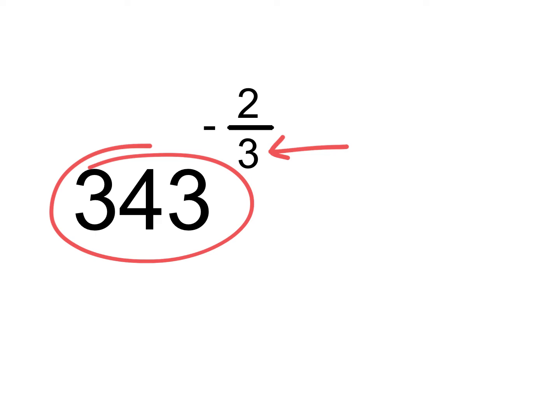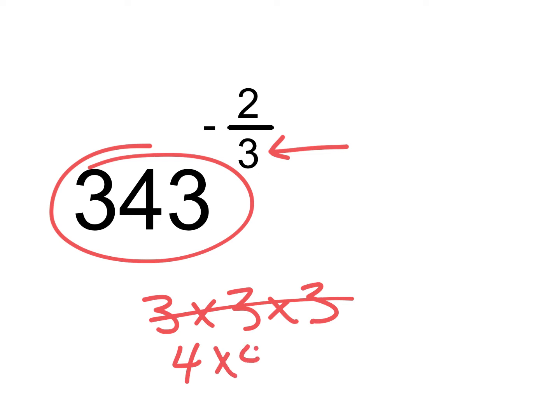Could it be 3 times 3 times 3? Is there any way that that is 343? No. Could it be 4 times 4 times 4? Well, maybe. You could use a calculator to figure it out. But we're trying to figure out the 3rd root of 343. Did the 4 work or not?